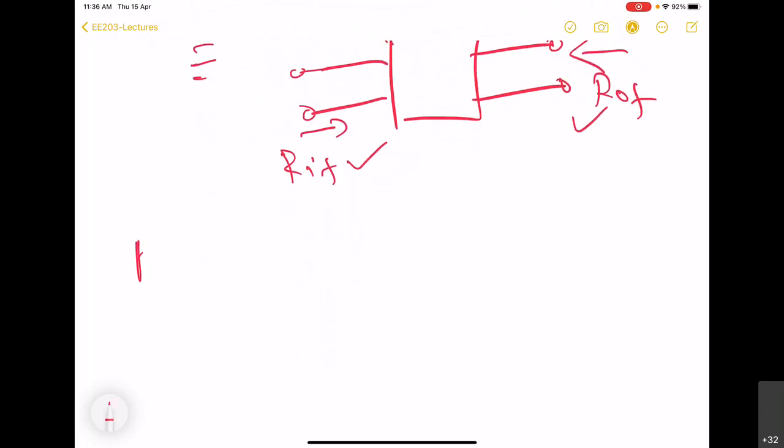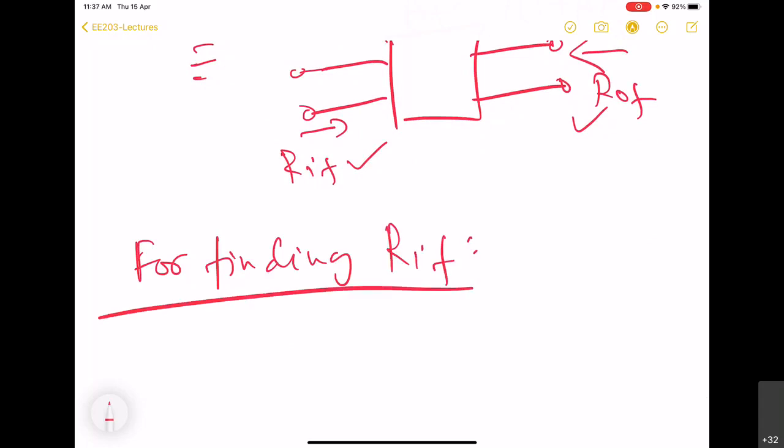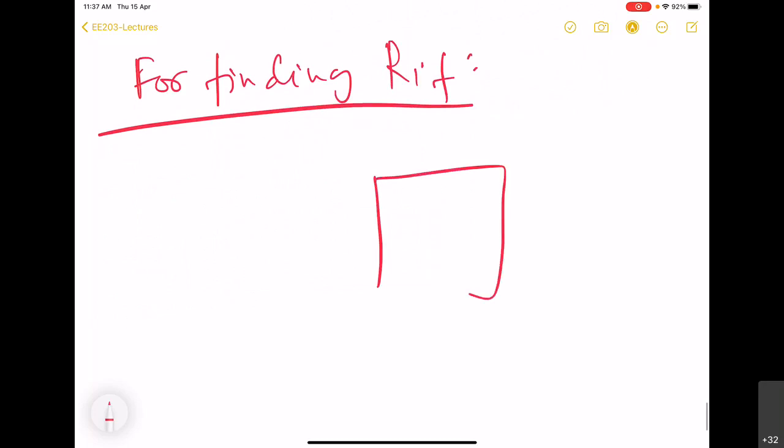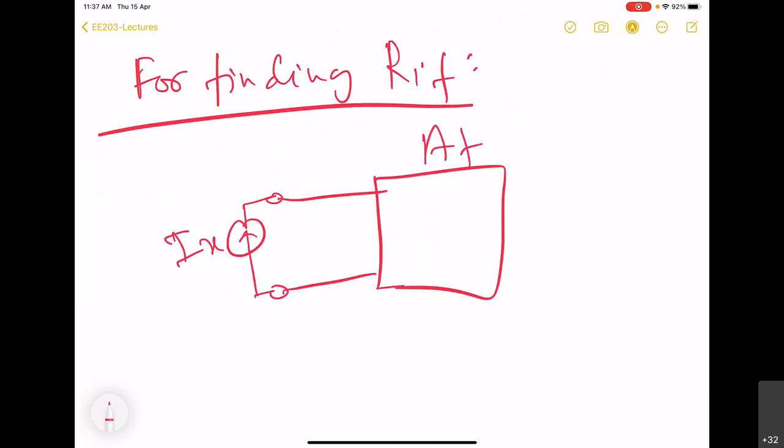So for finding RIF, we have to, of course, connect an unknown current source IX to the input side of the overall feedback circuit, but on the output side, we will not keep it open, rather we will keep it short.